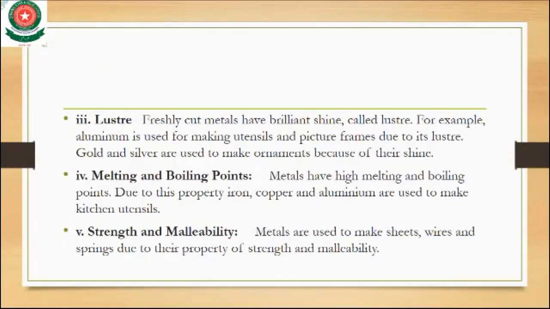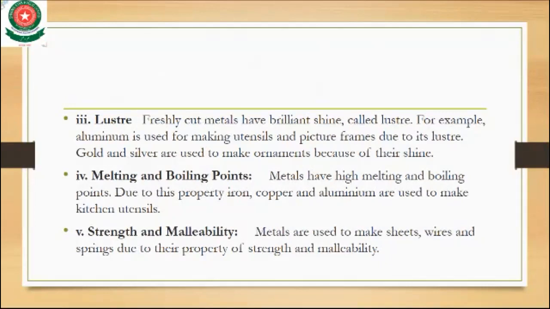Next is luster. Luster means a very brilliant shine. Freshly cut metals have a very brilliant shine. They are called luster. For example, aluminium is used for making utensils and picture frames due to its luster.